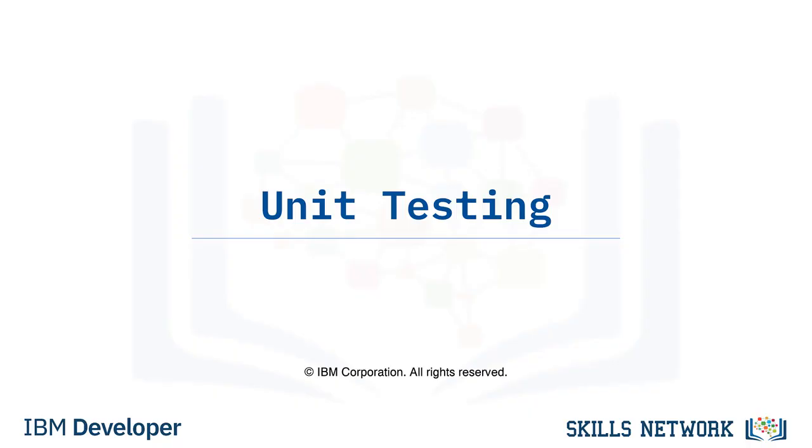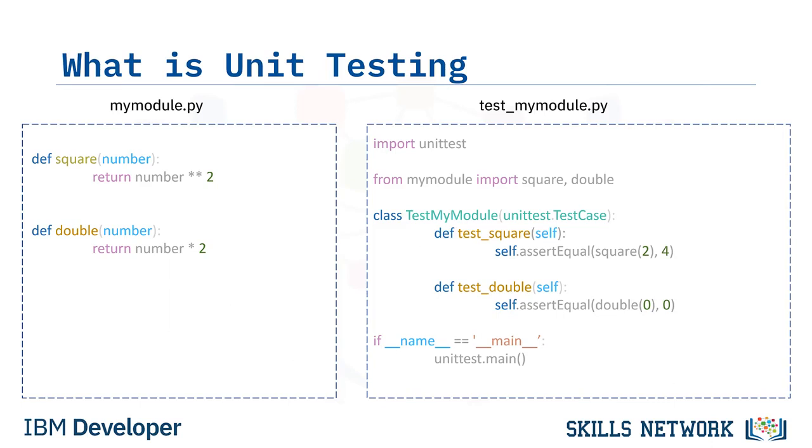In this video, we will discuss unit testing. Unit testing is a systematic and reproducible way to test your code. Unit testing is a method to validate if units of code are operating as designed. A unit is a smaller, testable part of an application, typically functions and modules.